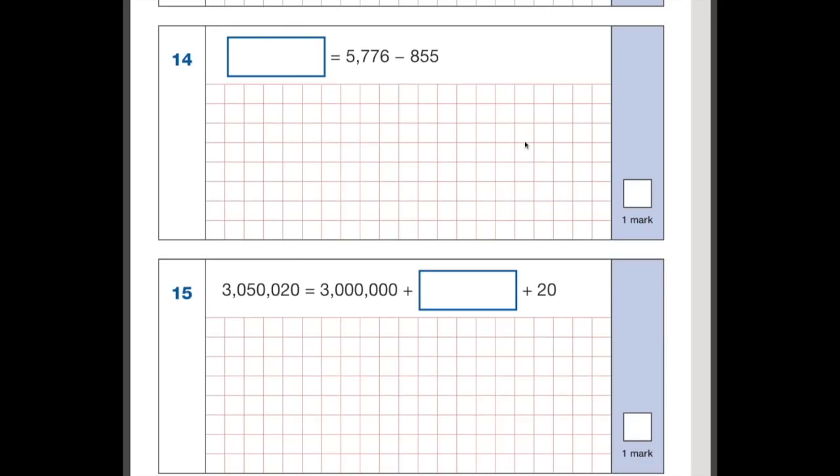Number 14 is something equals 5,776 minus 855, and the only thing they've done here is move the equal sign from the right normally to the left. So we'll just solve that using column subtraction.